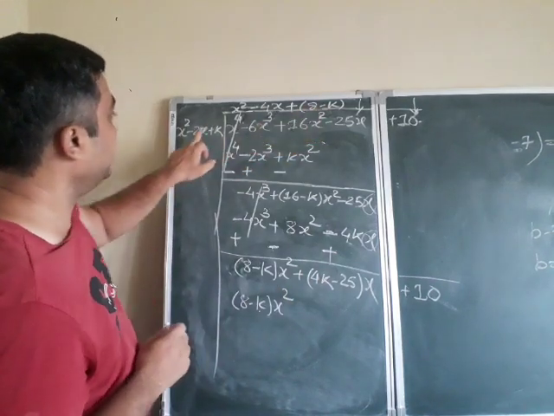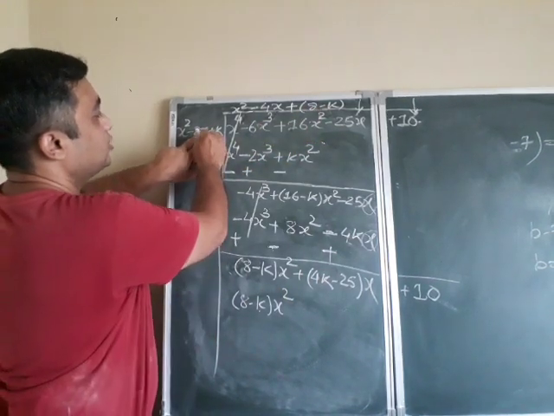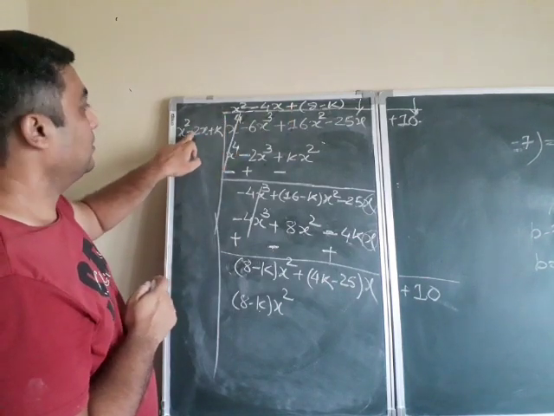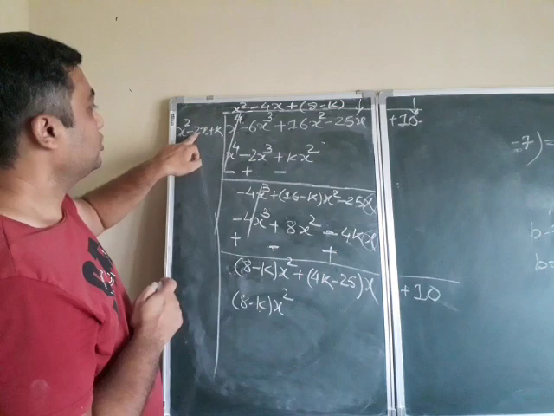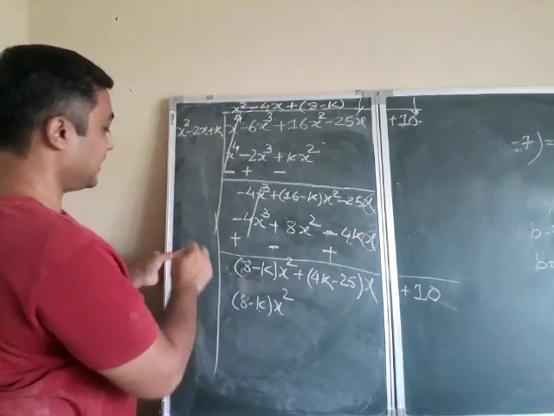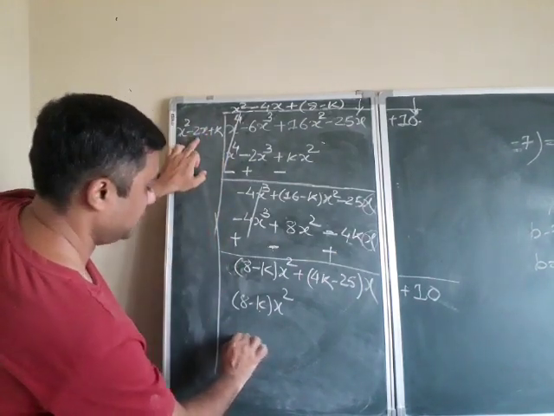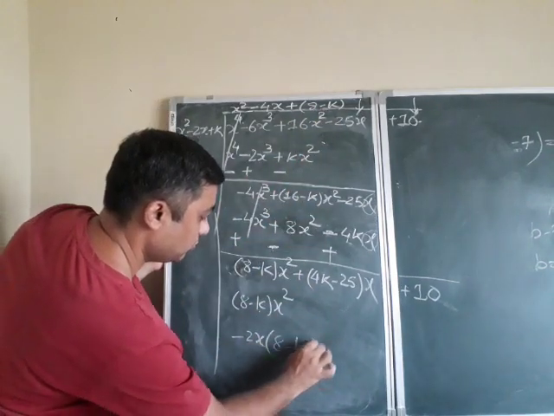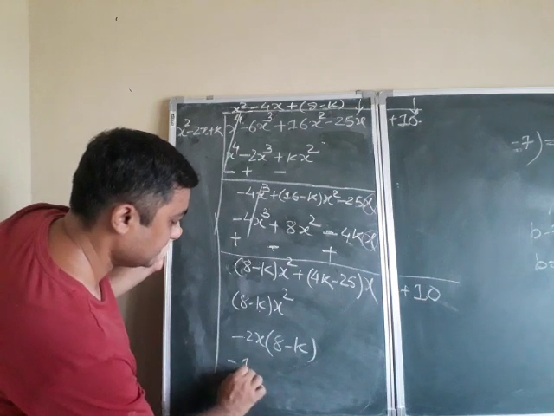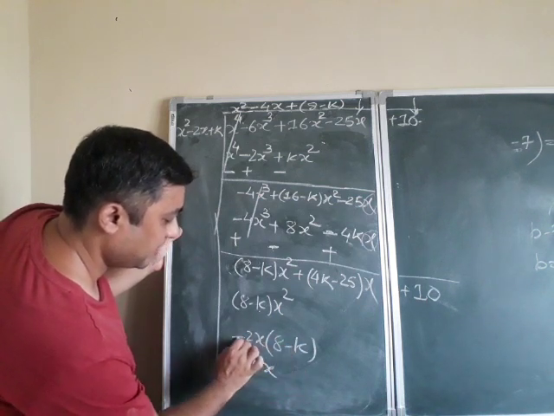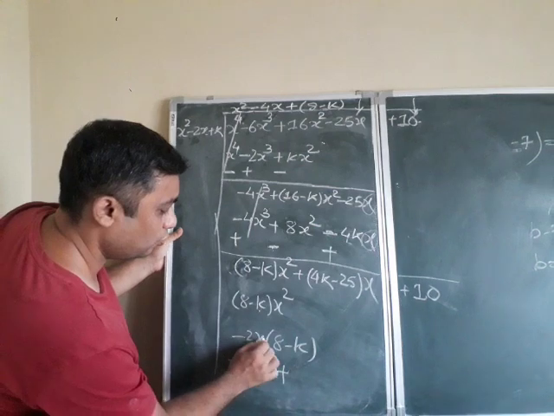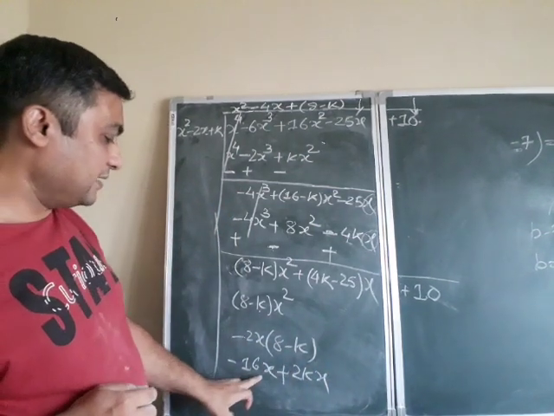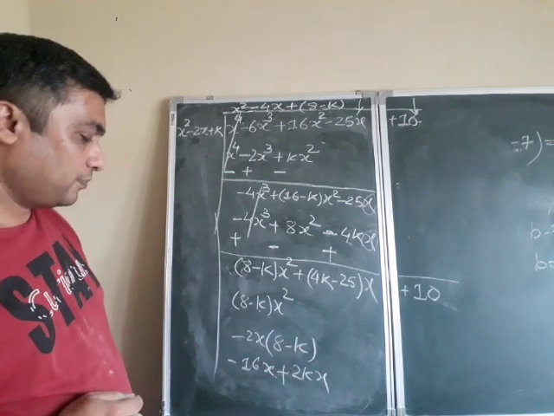Now 8 minus k into minus 2x. Okay? So see, 8 2s are 16. Signs will change. Plus minus minus. Followed or not? So see, this is minus 2x into 8 minus k. So you multiply. 8 2s are minus 16x. This minus minus makes plus 2x into k. It means it is 2kx. So you are getting minus 16x plus 2kx.